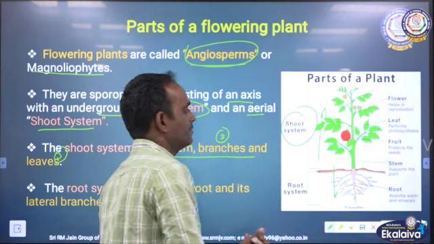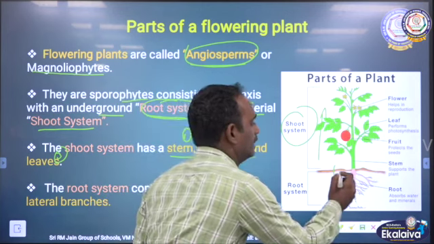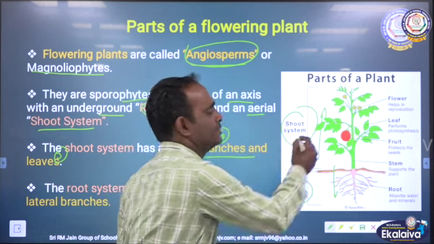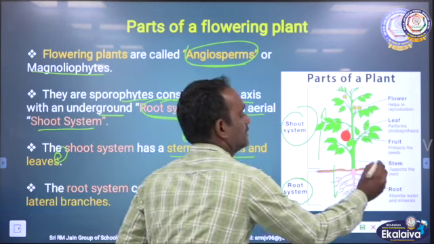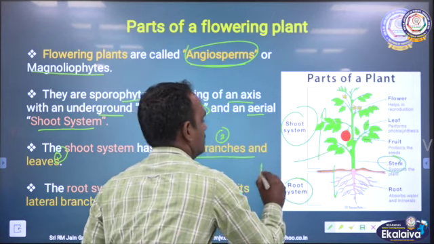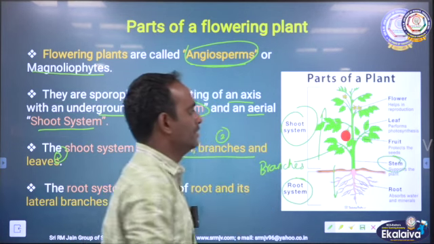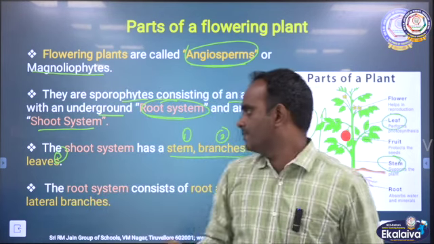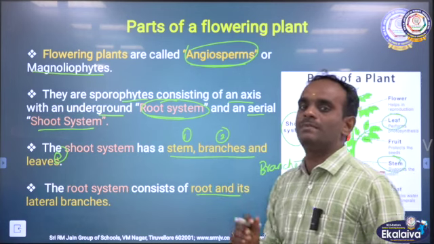See here the picture, you can see the parts of a plant. Below the ground level it is the root system and above the ground level it is the shoot system. It comprises three important parts: one is stem, another one is branches, and third one is leaves. Okay. Next, the root system consists of root and its lateral branches.